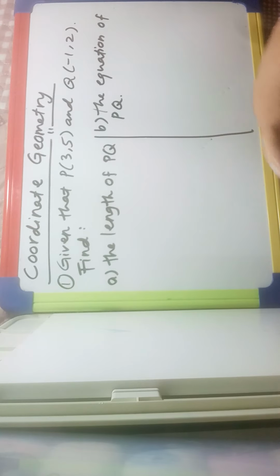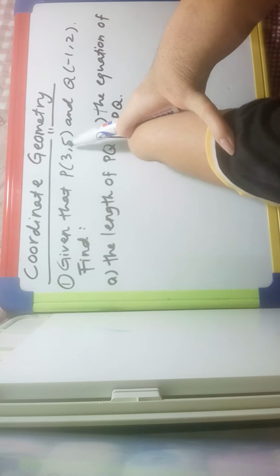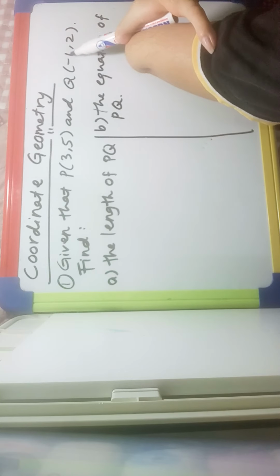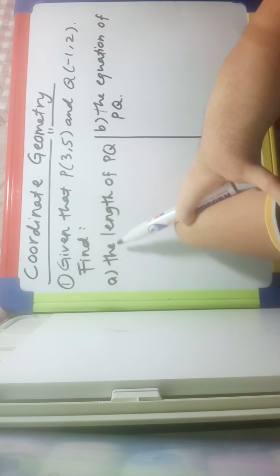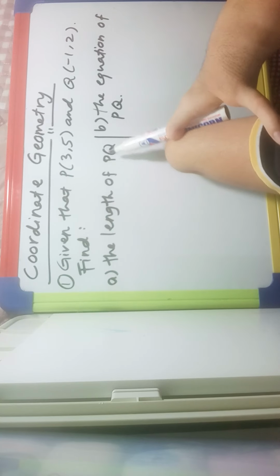Today we are going to proceed with the second part of coordinate geometry. Given that coordinate P is (3, 5) and coordinate Q is (-1, 2), find question number A. What is the length of PQ?